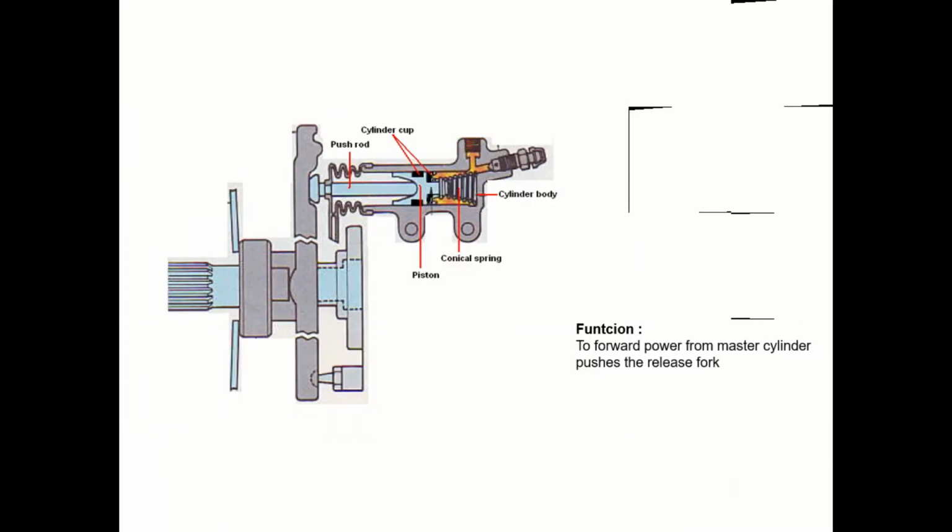Next. Clutch release cylinder. The function of the clutch release cylinder is to forward power from the master cylinder to push the release fork. This component is located at the bottom of the vehicle and has a function to continue power from the master cylinder, which will be used to push the release fork.